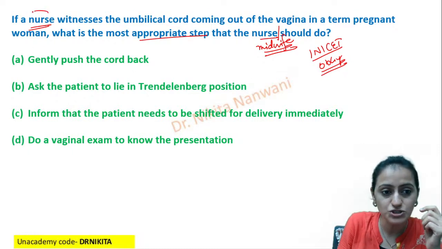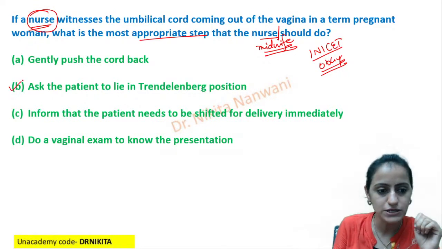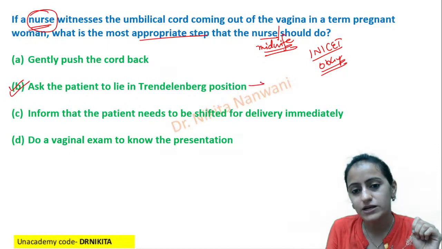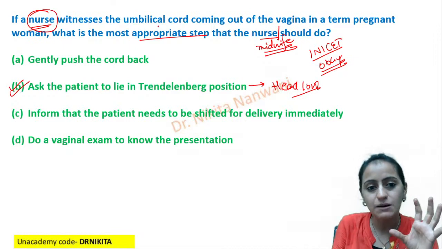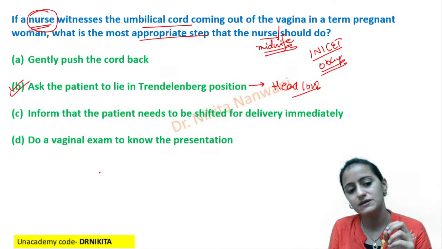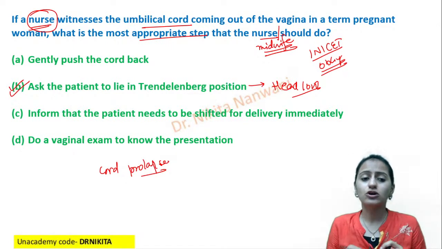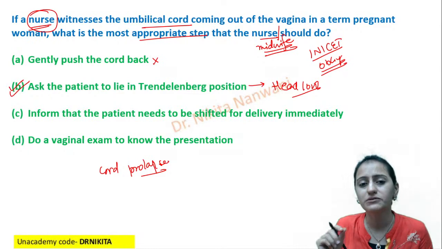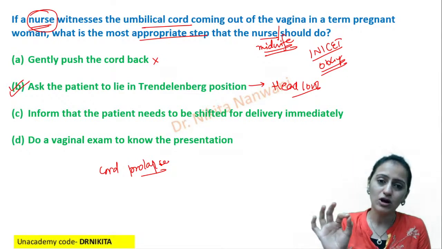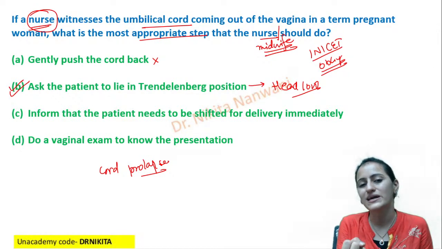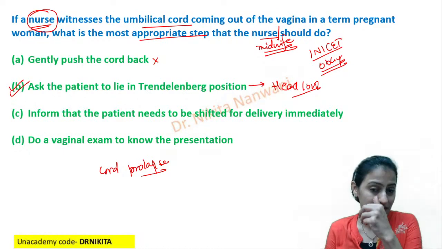So here, because the question is specifying it is midwife or nurse, that is why the answer is going to be your Trendelenburg position. What is your Trendelenburg position? It is basically your head low position. So the umbilical cord is coming out of the vagina. So basically there is cord prolapse. Cord prolapse हो रहा है. So we should not push the cord back, and even if we are handling the cord, it should be very, very minimal handling. Because when we touch the cord, it can lead to vasospasm. Vasospasm हुआ, fetus को blood supply कम हुआ, so that can be very dangerous.